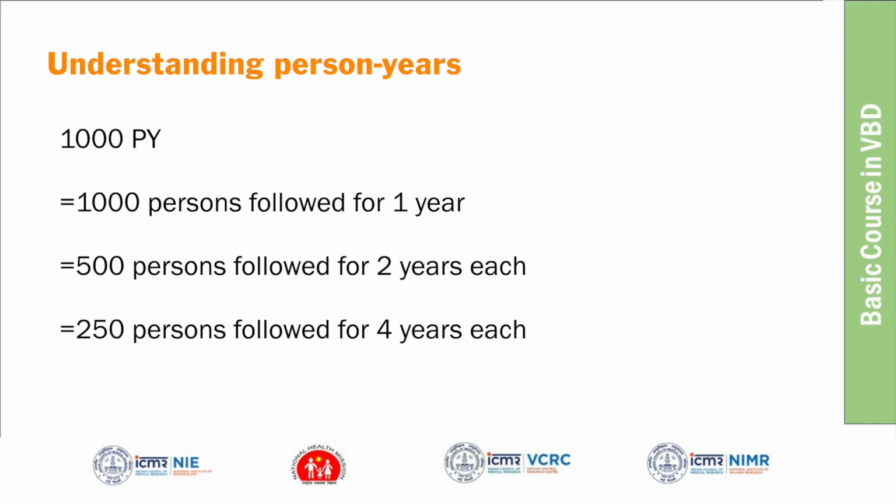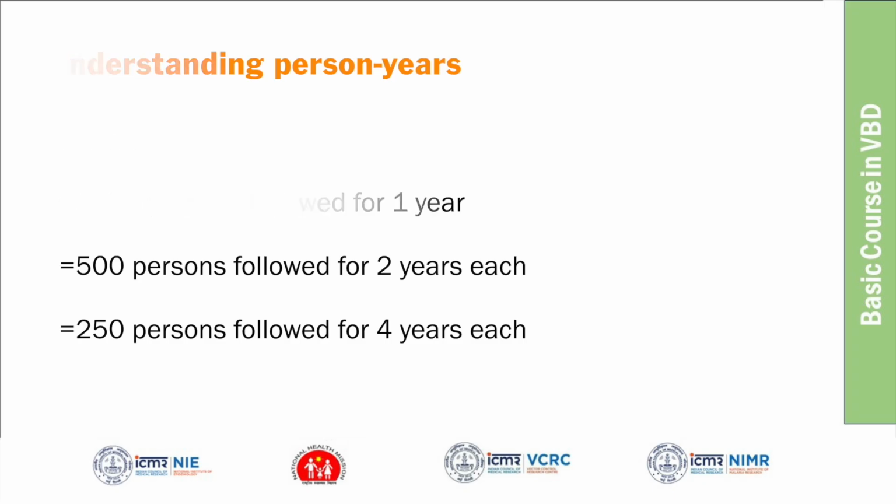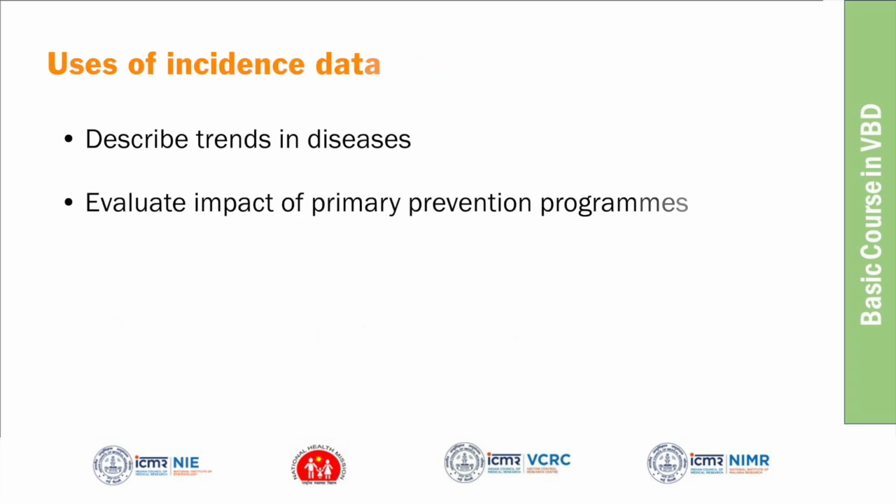Very good. So when I say 1,000 person years of follow-up, it could be that I have followed up 1,000 individuals for a period of 1 year. Or it could be that I have followed up 500 individuals, each individual for 2 years. Or it could be 250 persons followed for 4 years. And so there are multiple permutations and combinations. Here, each person, if followed up for 1 year, is contributing 1 person year of follow-up. That should be the basic baseline understanding.